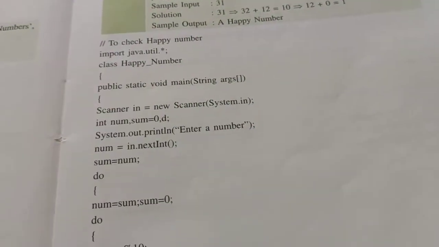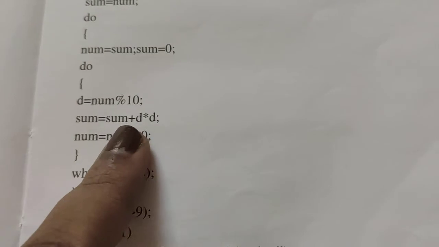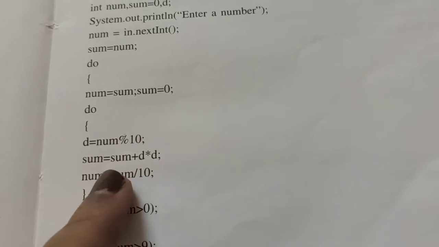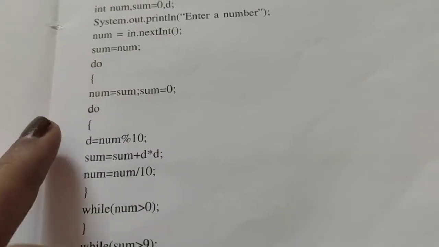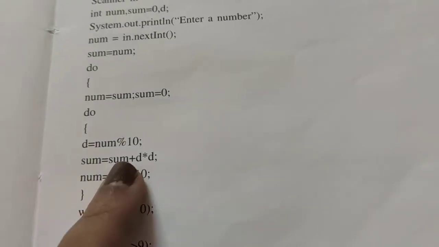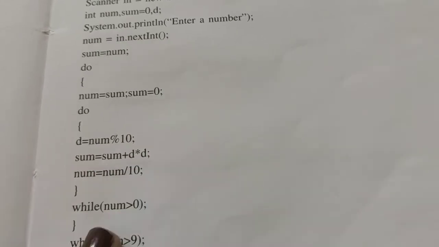In the inner loop they are finding the digits, that is d equal to num mod 10 gives you the last digit. For example, if it is 31, then 1 will be in d now, and sum is already initialized as 0. So 0 plus the first digit, d into d, means 1 into 1. So 1 will be there in the sum, and num is equal to num by 10. So again you will be getting the 3 here. In d you will be getting 3, and sum is already 1. 1 plus 3 into 3 is 9, and you will be getting 10.